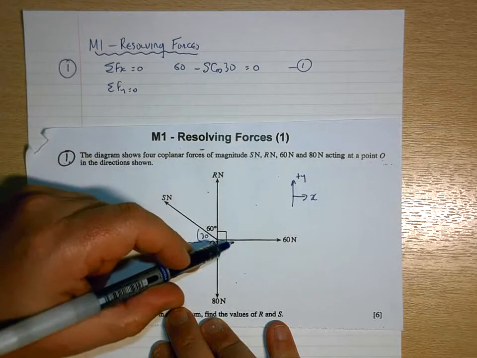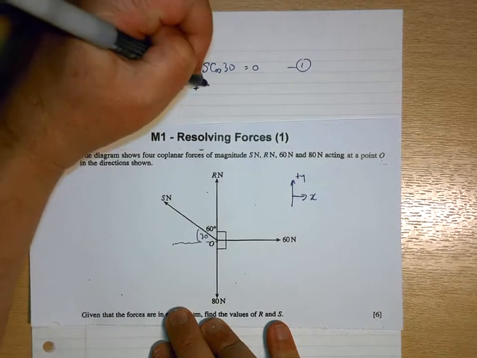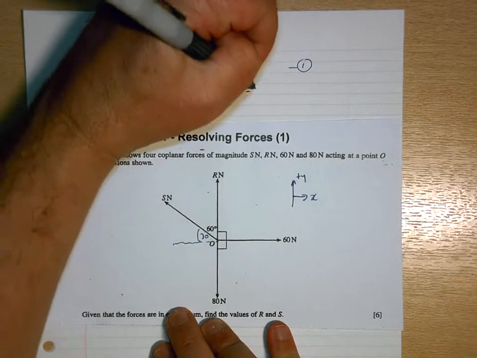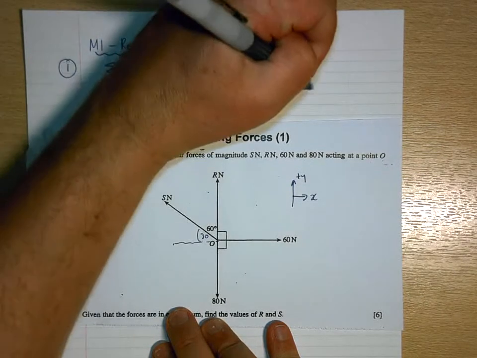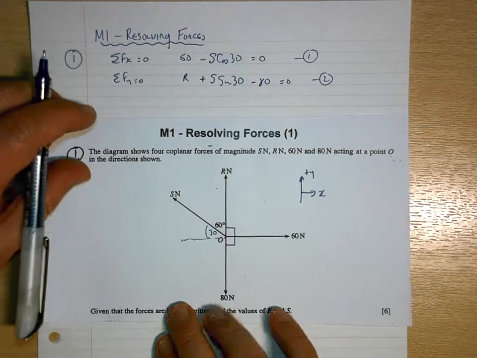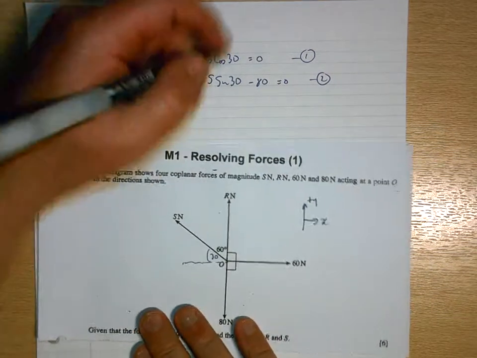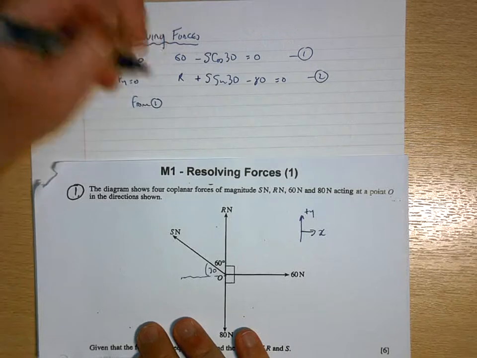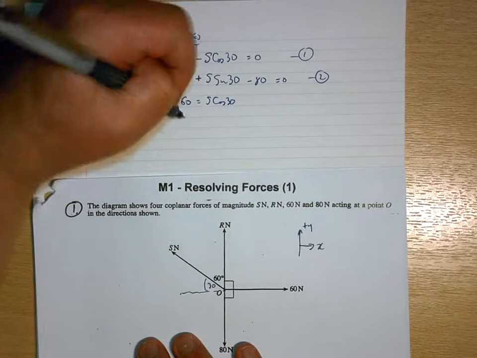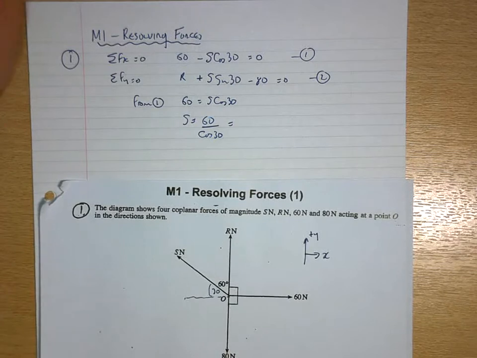Then I'm going to work with my y components. Nothing there. R is entirely in the y direction, plus s sine 30 minus 80 equals 0 is my second equation. So that's all the mechanics over with. Now I'm just going to deal with the algebra. From equation 1, 60 equals s cos 30. So s is 60 divided by cos 30.